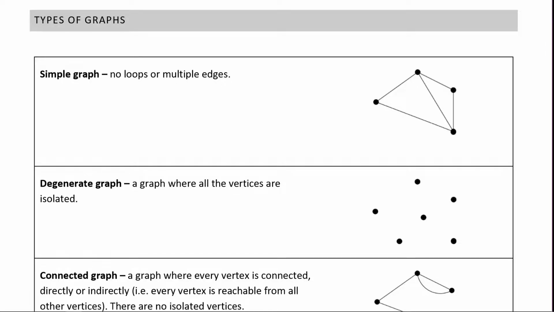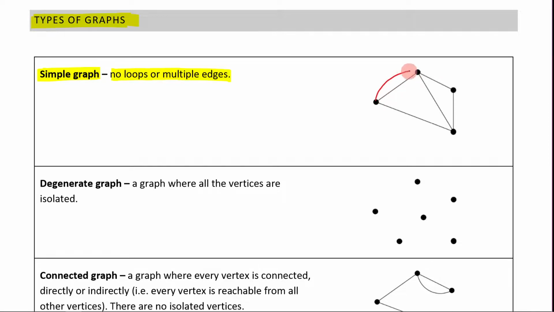We are now going to talk about different types of graphs. The first one is known as a simple graph. This contains no loops or multiple edges. So as you can see, there are no loops happening here, and there are no multiple edges, meaning there's only one way from one vertex to another.